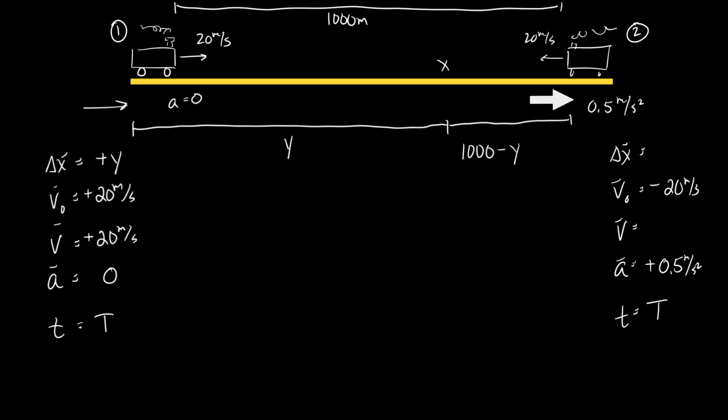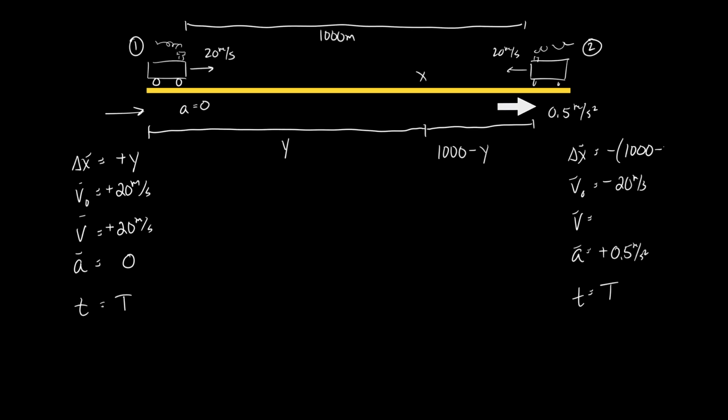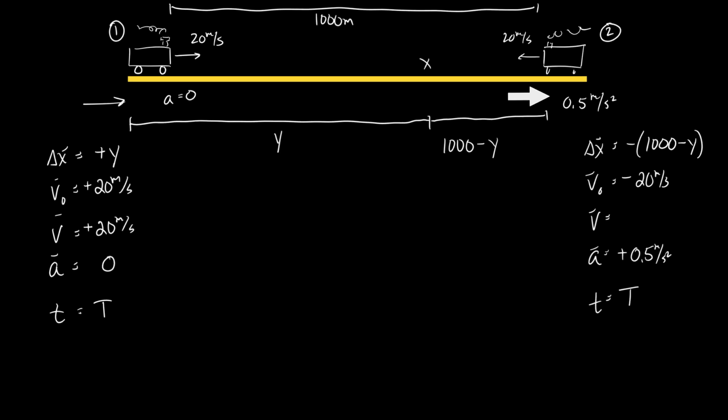So the right train, train number 2, it's going to travel to the left, that's negative, a displacement of 1,000 minus Y. All good? Now, if I ignore final velocity here, I can put together a relationship that has Y and T in it. In fact, I'm thinking I would use delta X equals 1/2 a T squared plus V naught times T. If I plug in what I know, I will have negative 1,000 minus Y equals 1/2 0.5 T squared plus, well, actually I'll go with minus 20 T.